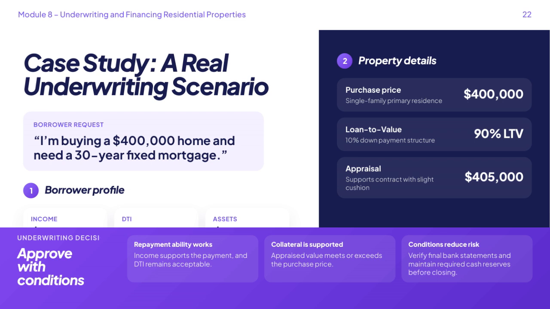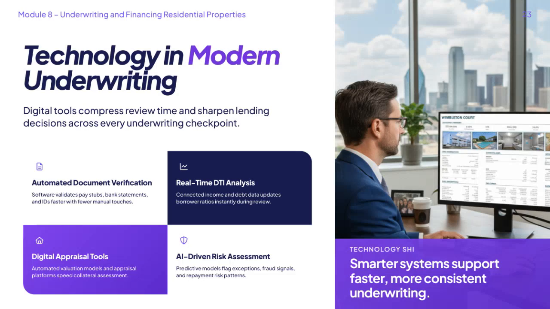Technology is transforming modern underwriting by making every step faster and more accurate. Digital tools significantly reduce the time needed for review while enhancing the quality of lending decisions. For example, automated document verification speeds up the validation of pay stubs, bank statements, and IDs, cutting down manual work. Real-time debt-to-income analysis keeps borrower ratios updated instantly, allowing for quick and precise evaluation.